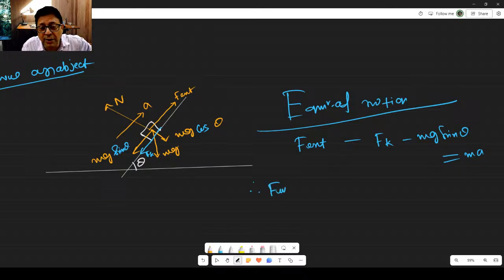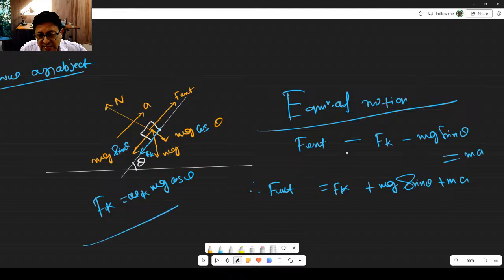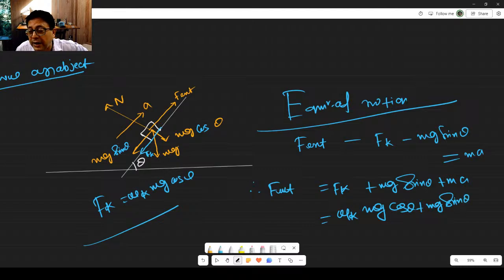So F external will be Fk plus mg sin theta plus ma. Fk value is what? We have written it so many times. Mu k mg cos theta, never forget. So F external equals mu k mg cos theta plus mg sin theta plus ma.